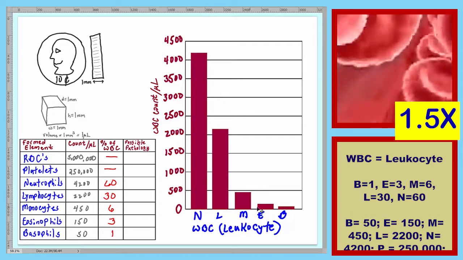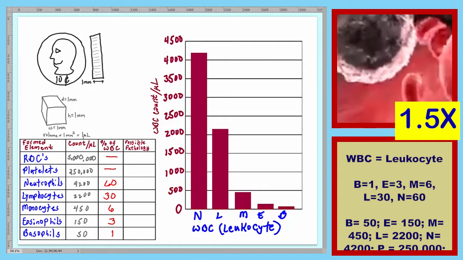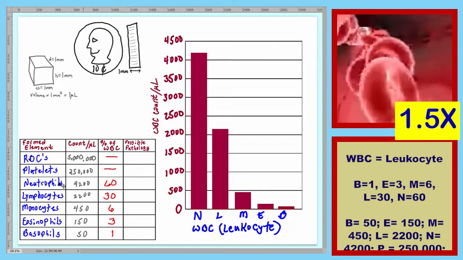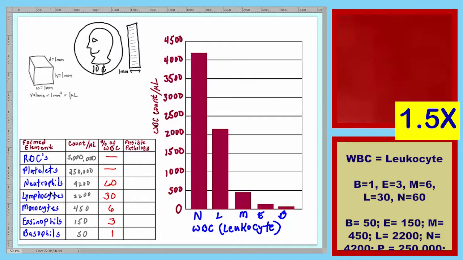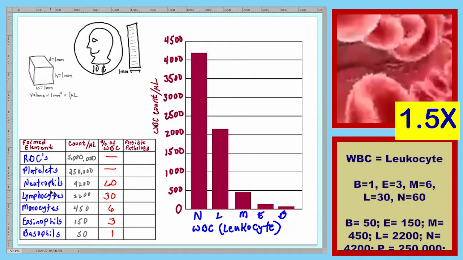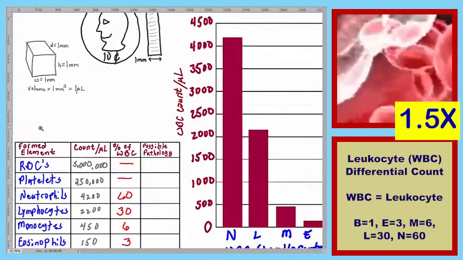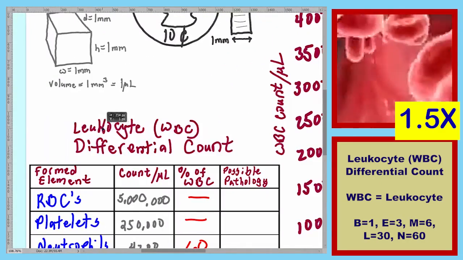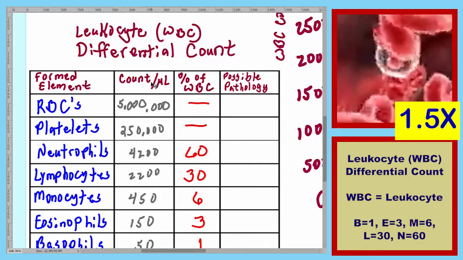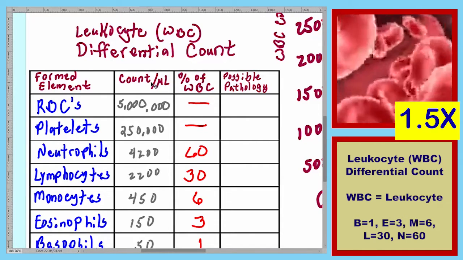Let's indicate a few things here. This table here showing the relative numbers of the white blood cells is known as a differential leukocyte count, or a leukocyte differential count, or a white blood cell differential count. So let's place that title here. This differential count is extremely useful in determining if a pathology exists within the individual. In this last column, we're going to indicate what pathologies are indicated when these percentages vary from what is normal.